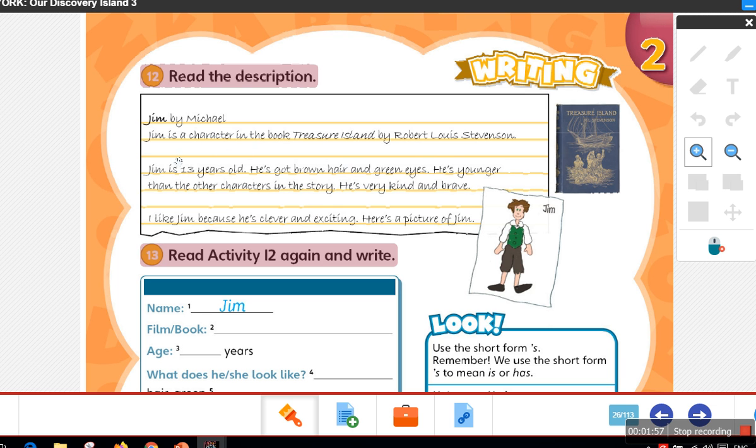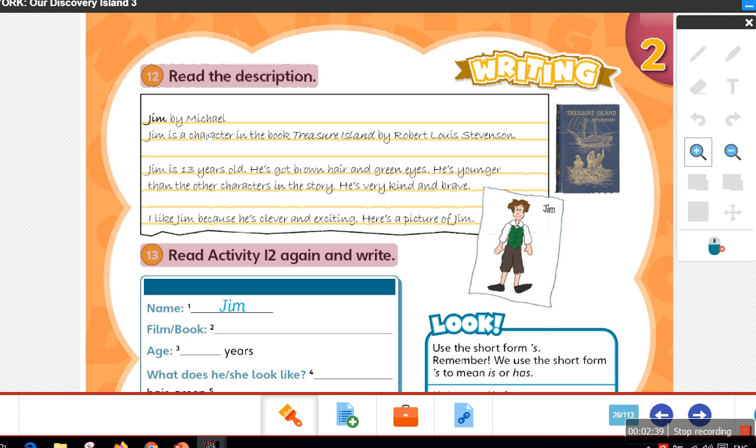Michael read the book. He liked the character Jim, so he decided to write about the character Jim. And also, he divided his writing into 3 sections. The first section is about the book and the writer of the book. The second section is about Jim himself and how Jim looks, I mean his physical description and some characteristics related to Jim. The third part is the opinion of Michael about Jim. Okay? Let's read. Jim by Michael.